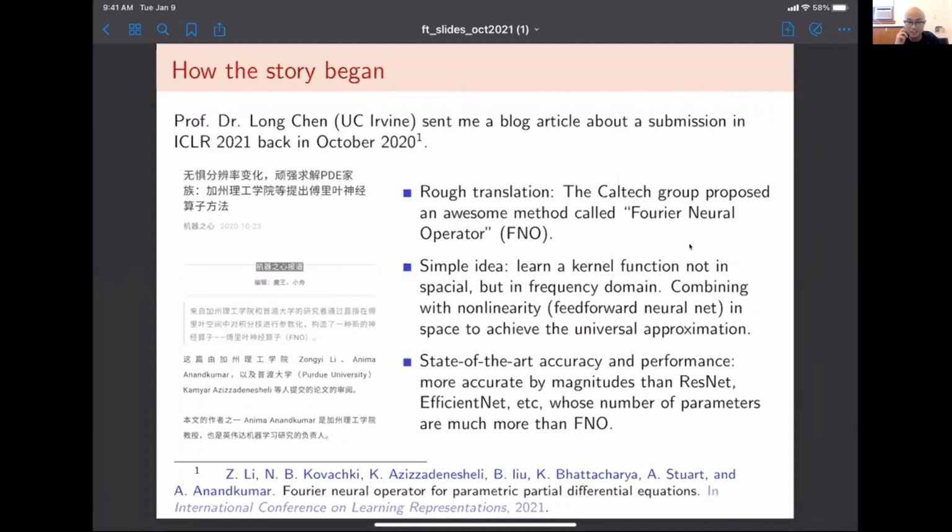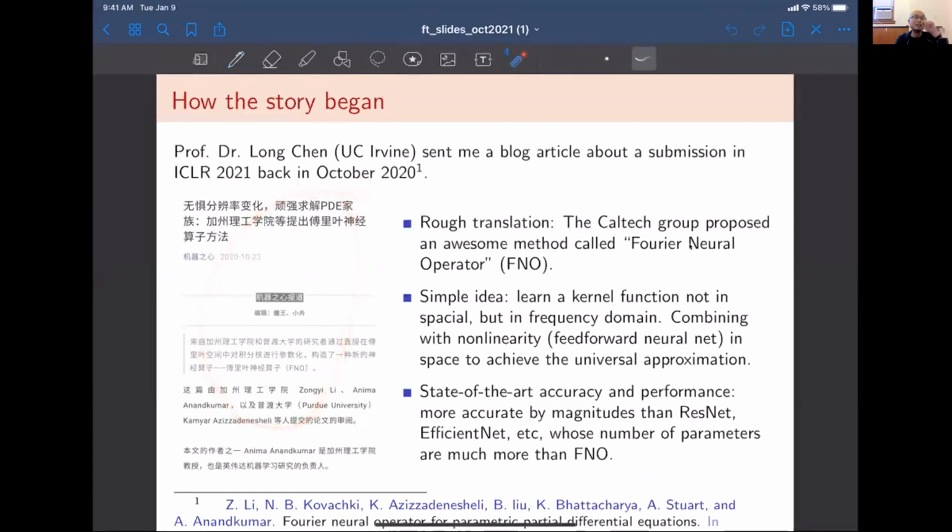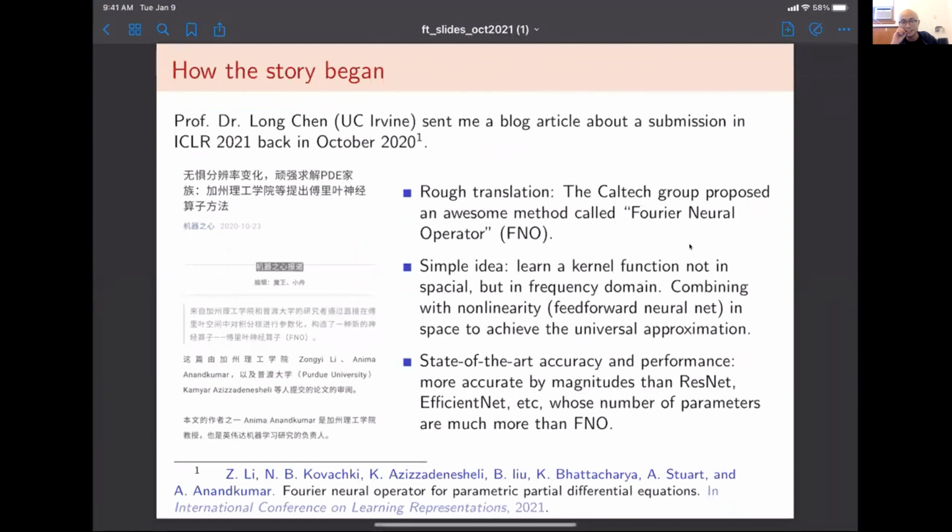So basically, last October or November, Long, who was my postdoc mentor, sent me an article in Chinese. It's this one. And Long asked me, okay, so Shuhao, can you read these Caltech group's paper and report in the group meeting? So I said, okay, sure, why not? So I read their paper, and I re-implemented their code. I was totally blown away.